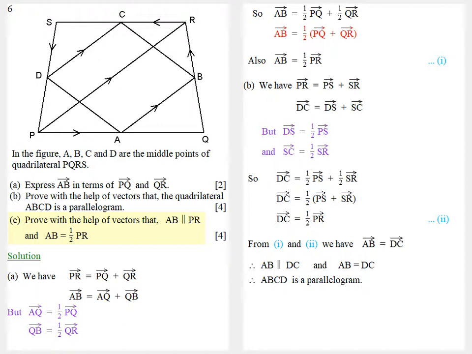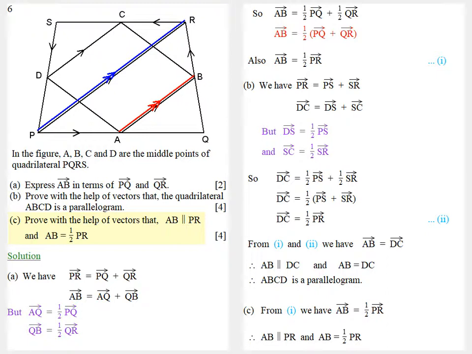Now in part C, we're asked to prove, with the help of vectors, that the line AB is parallel to the line PR, and the line AB is half the length of PR. From 1, we have the vector AB is equal to a half the vector PR. Now if one vector is a scalar multiple of another, then they're parallel. So if AB is a half of PR, then the line AB is parallel to PR, and the line AB is half the length of PR.